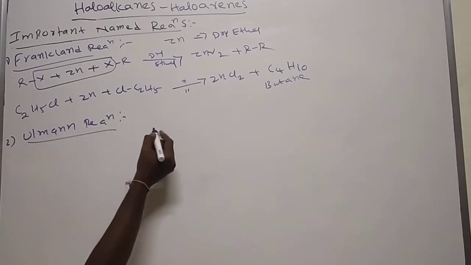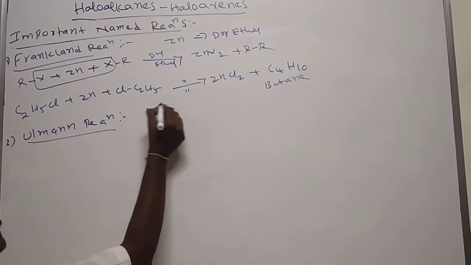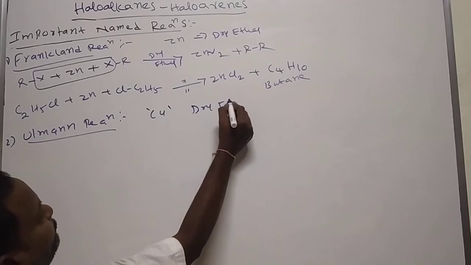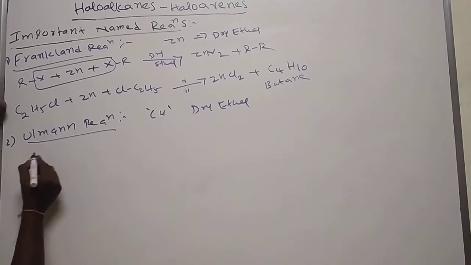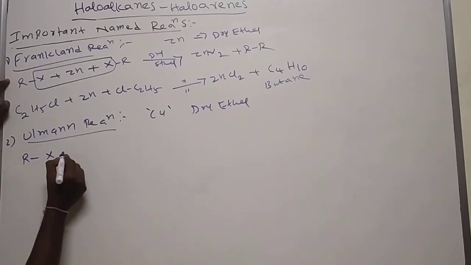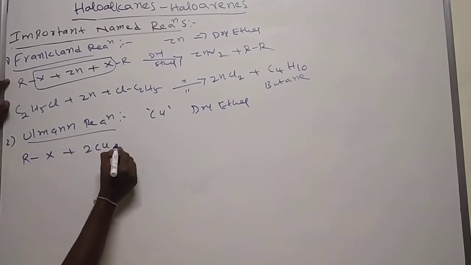In the Ullmann reaction, copper is the metal and dry ether is the medium. This is also used for the preparation of alkanes. Alkyl halide, take copper metal.